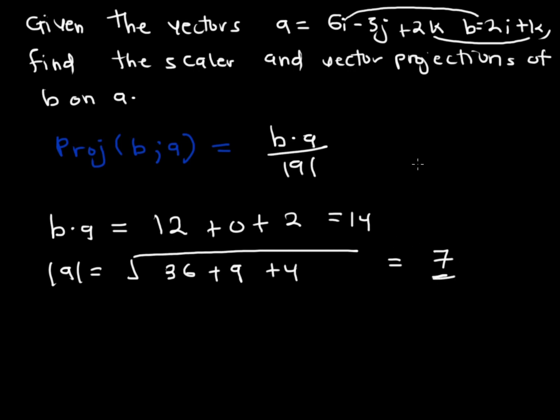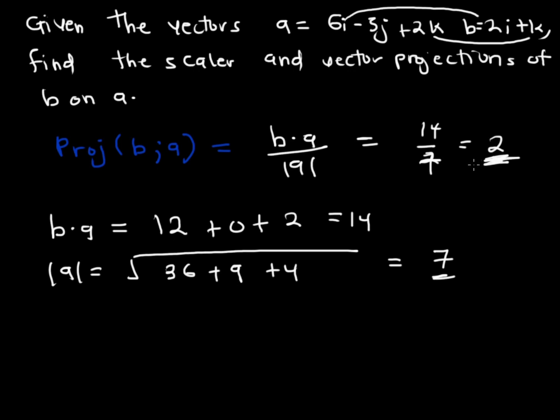Now that we found our B dot A and our magnitude of A, we can find the projection of B on A. And this is equal to 14 on 7, and this gives us 2. And as I said earlier, in finding the scalar projection, always expect a single number as an answer, right? Sometimes you get an expression, but most often it should not be in vector form.